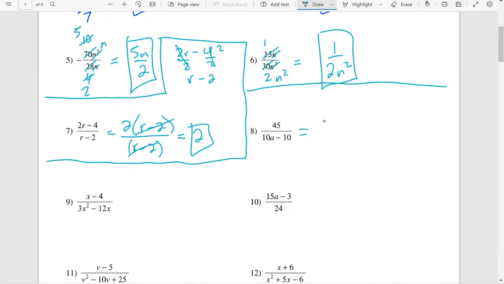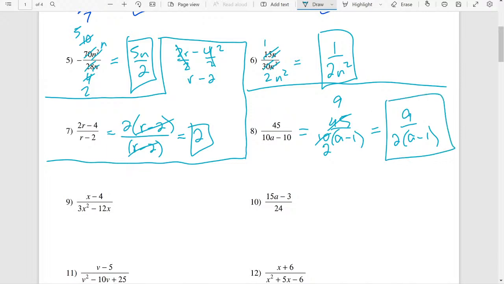All right, so let's do the same thing for number 8, 45. You can factor out 10. And these both divide by 5. So I end up with 9 over 2a minus 1. And that's the answer I get for that one.